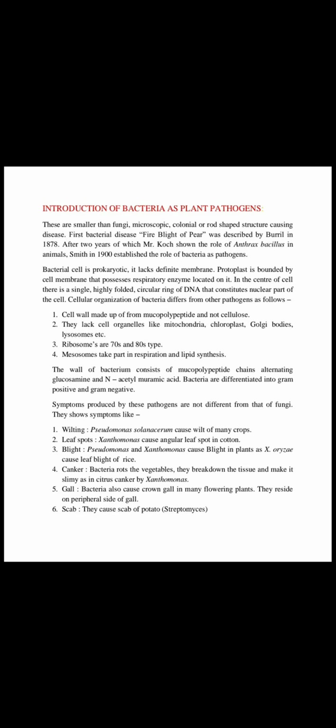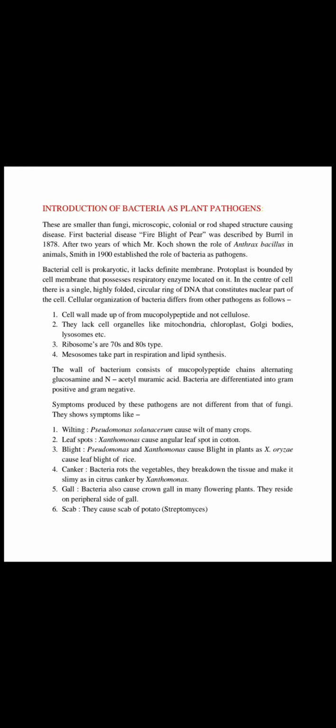The wall of the bacterium consists of mucopolypeptide chains alternating glucosamine and N-acetyl muramic acid. The bacteria are differentiated into gram-positive and gram-negative bacteria. The symptoms produced by bacteria are not different from those of fungi. Some examples of symptoms which show bacteria are wilting, leaf spot, blight, canker, gall and scab.